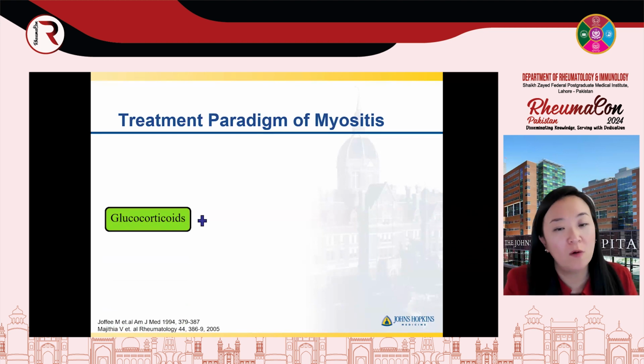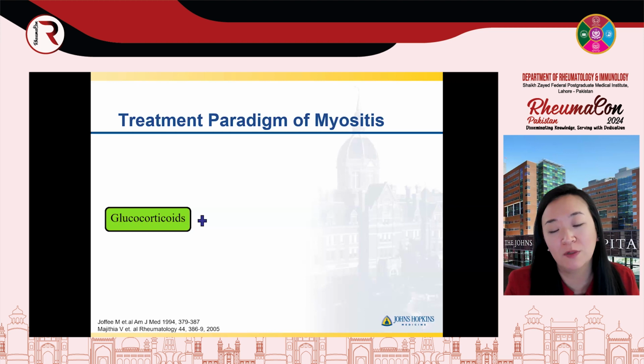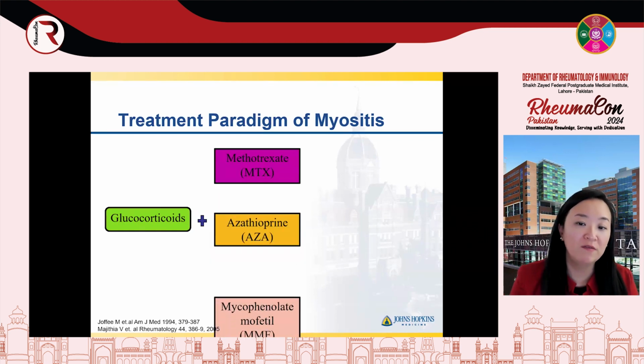So initially, we always use glucocorticoids, 0.5 mg per kg per day to 1 mg per kg per day. And if someone is extremely sick, we'll admit them to the hospital, especially if they have diaphragmatic weakness or severe weakness and dysphagia; they'll be getting pulse dose steroids naturally. But in the outpatient setting, depending on the severity of manifestations, we would give them steroids plus one of these three agents.